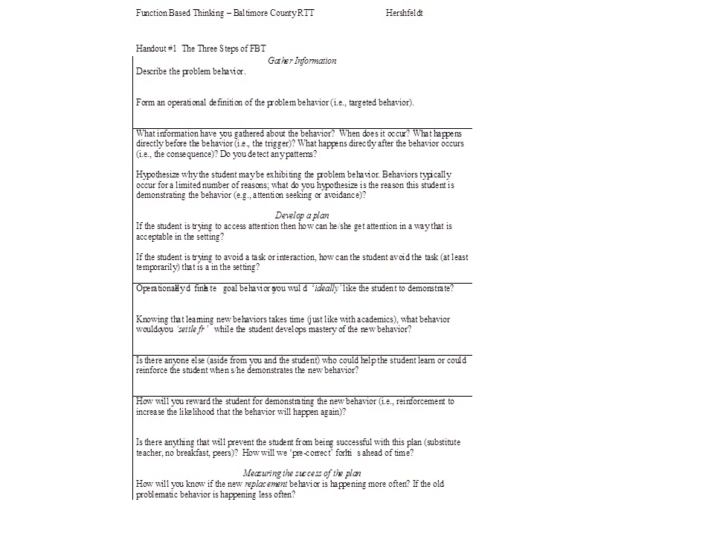When does it occur? What might happen right before the behavior, so you're looking for antecedents, and what might happen directly after the behavior occurs, so that's the consequence. Do you see any patterns? And if you do see patterns, you can form a hypothesis about why the student may be exhibiting the problem behavior. They typically occur for a limited number of reasons, but what do you hypothesize is the reason that the student is demonstrating this?